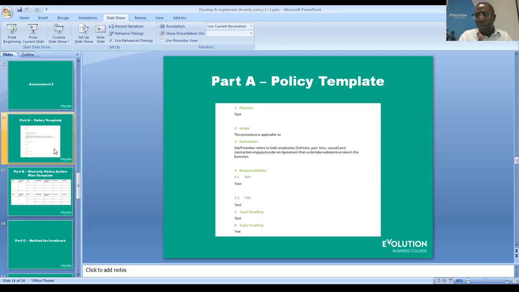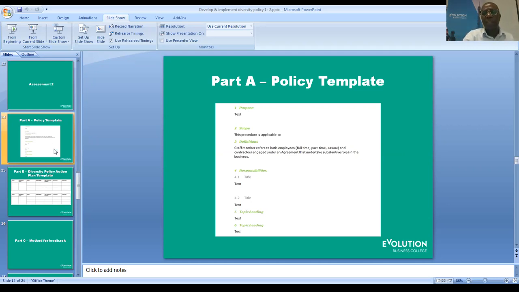You have given a reason, the purpose for your policy, and why you think it's important. The scope will have included all the employees of the company, from directors, general managers, and heads of department; all the employees are involved in implementing diversity policy. Most of the guys right at the top are the decision makers, and decision makers in the organization would initially have to drive the diversity policy. Then, of course, definitions: staff members refers to employees, full-time, part-time, and so on.